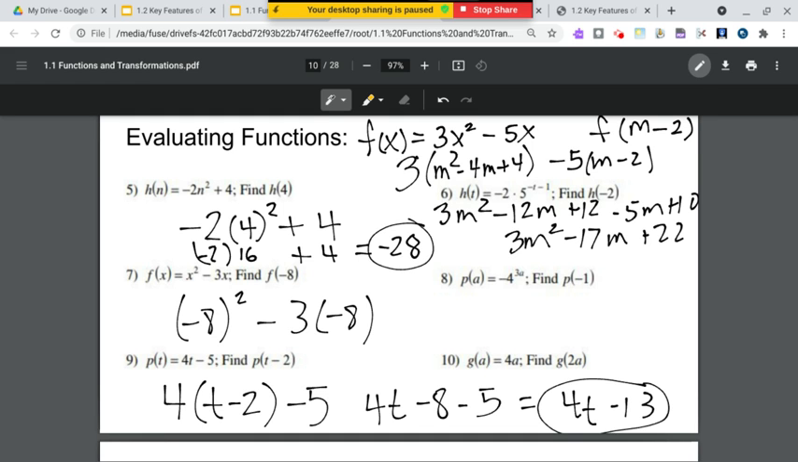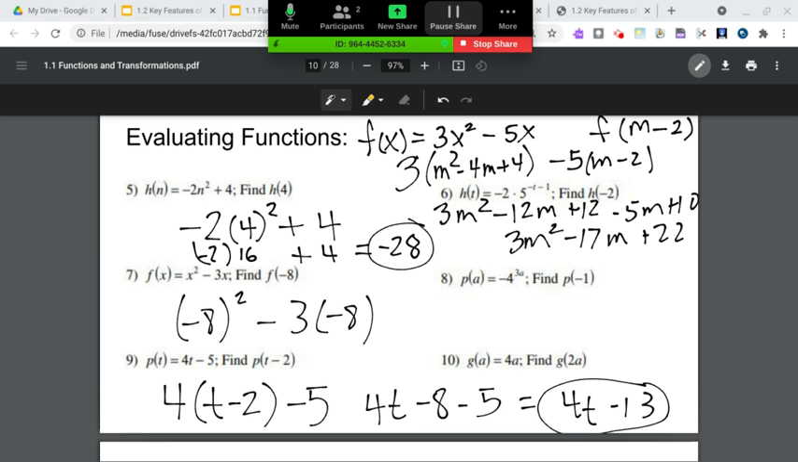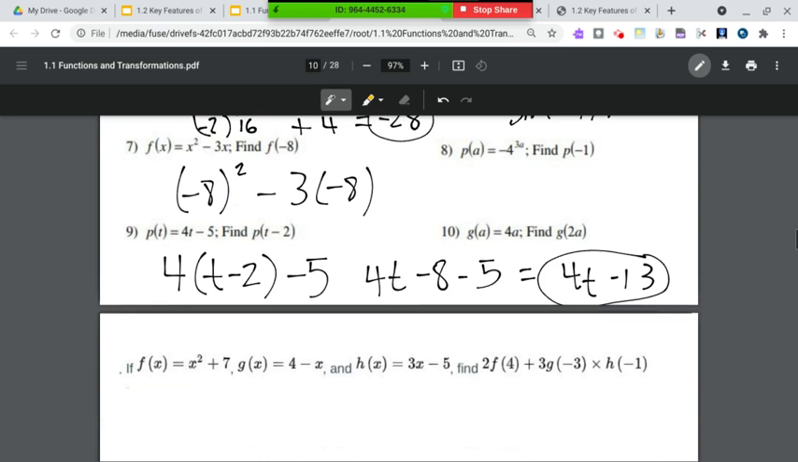Okay, perfect. Now combine like terms. So what's -12m minus 5m? Negative 17m. And then 12 plus 10? 22. So the final answer would be 3m squared minus 17m plus 22. You got it. Perfect. Are you okay with that? Yeah. Excellent. Okay, let's keep going.